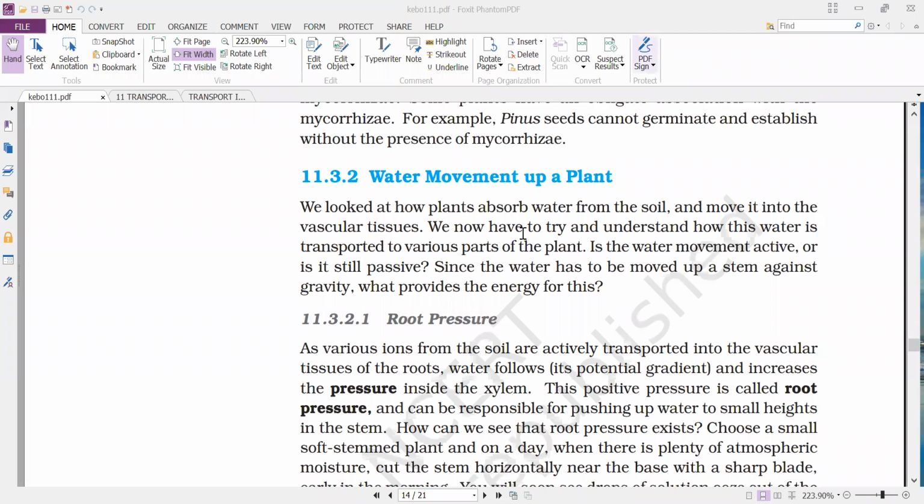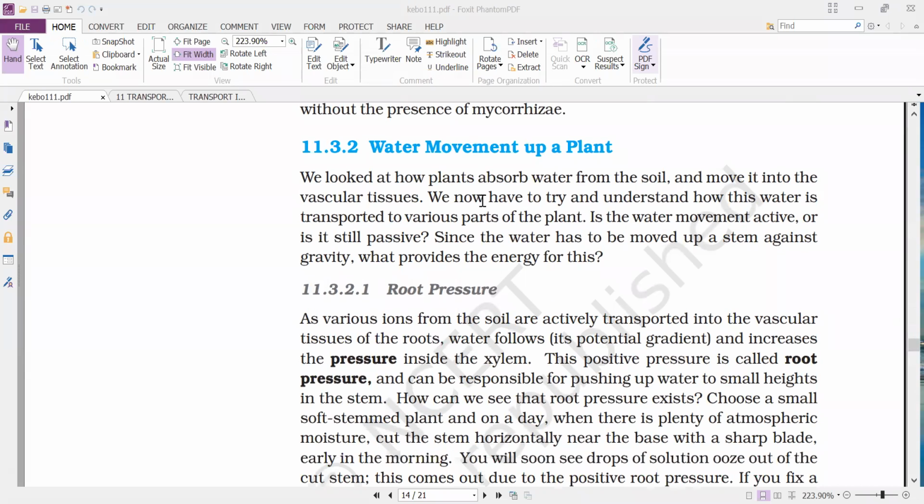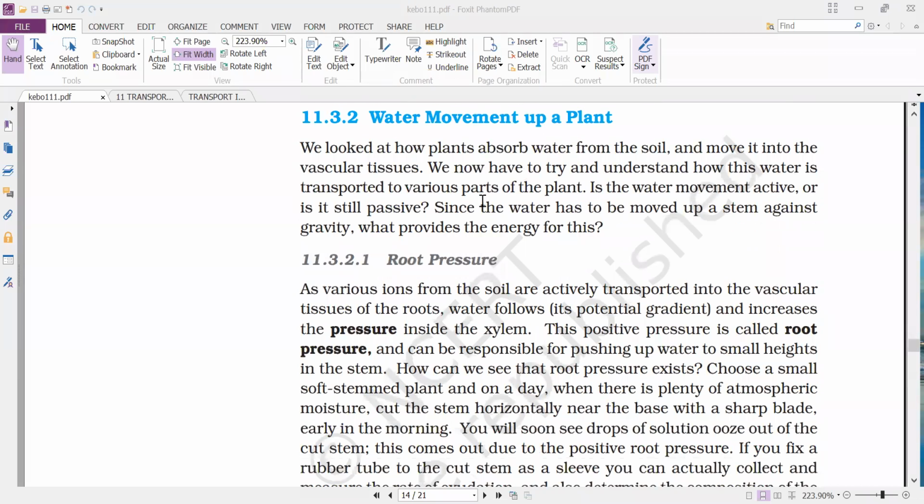In the last class, we discussed the absorption of water and minerals by the roots and the transport of water from the epidermal cells up to the xylem, which occurs by the apoplast and symplast pathways together. Today we'll discuss water movement up a plant. That means how the transport of water will occur to the upper parts of the plant, that is, from the roots to the stem.